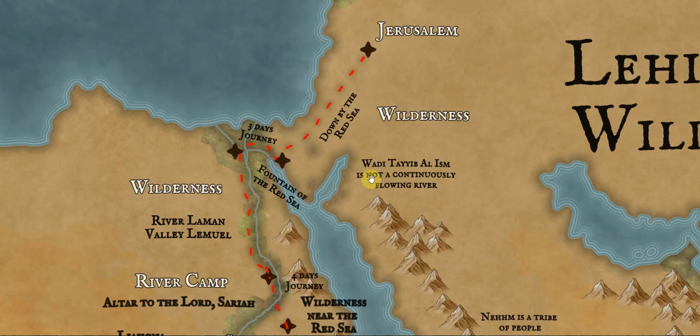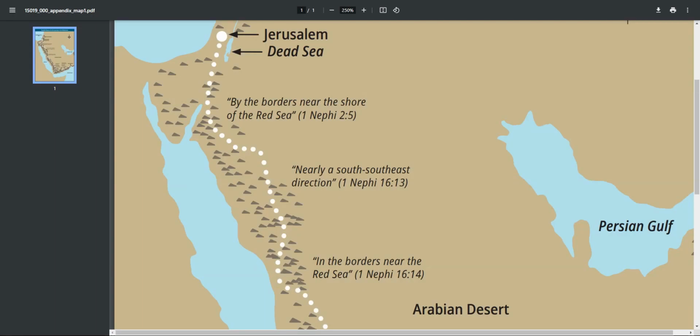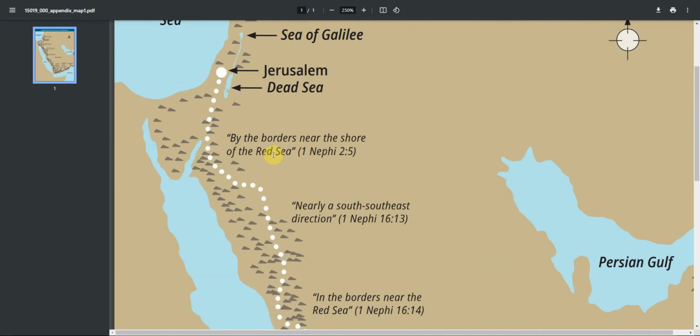So, going back to my Lehi in the Wilderness map, my theory is that Jerusalem down to the Red Sea, and then this journey is the 3-day journey. And the river that he arrived at is obviously the Nile River. So, that's pretty exciting and pretty different from the mainstream theory, which I presented here from the church's website.